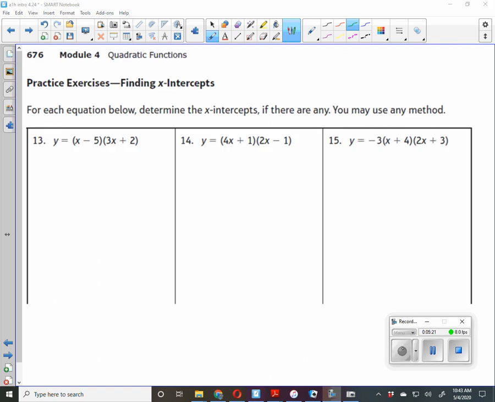All right, I'm going to trust that some of these or most of these are going to be pretty easy. Let's take a quick look, though, at number 14.